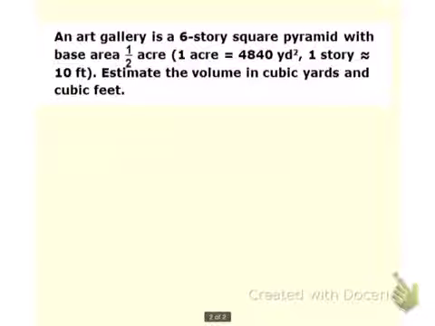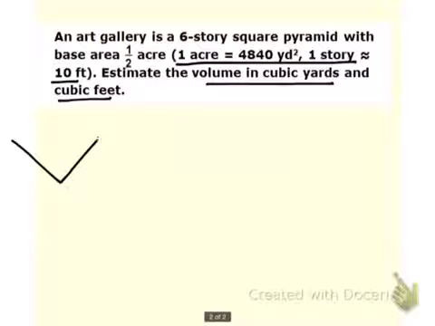Let's go to the next question. It says an art gallery is a 6-story building, square pyramid, with a base area of 1/2 acre. And then it gives you some information of how to compare. It wants us to estimate the volume in cubic yards and cubic feet.